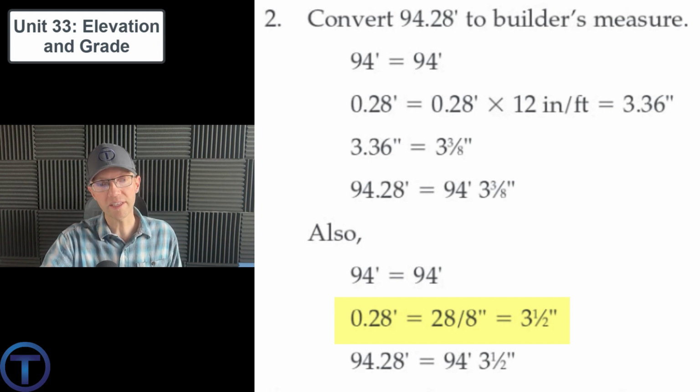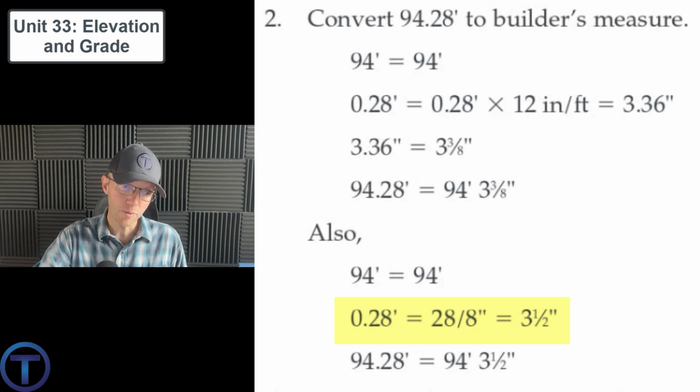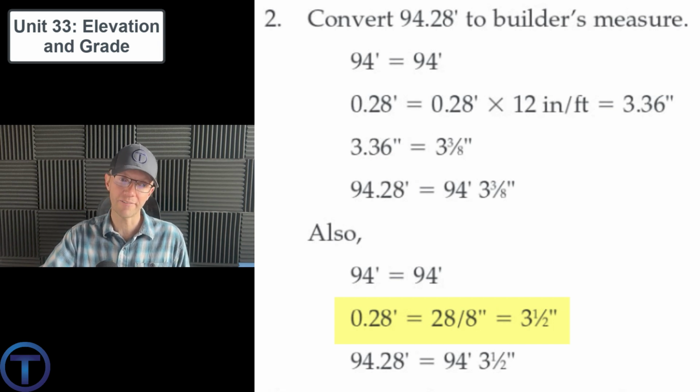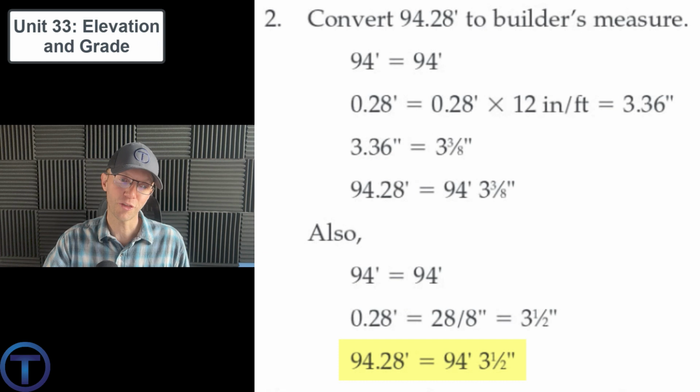So on this one, we take our 94. We know we've got a solid 94 feet. Then we take 0.28 feet, and we're going to divide by 8 inches. That's basically converting that decimal foot over into inches, and it's going to give us 3.5 inches. And then we just tack that on, right? So we got 94.28 feet equals 94 feet and 3.5 inches.